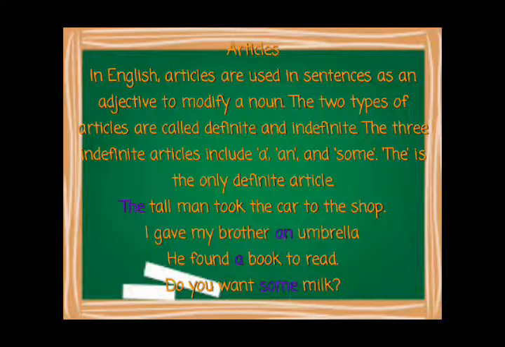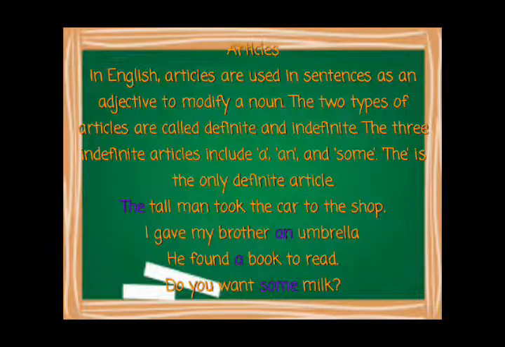The tall man took the car to the shop. So the article the, which is a definite article, was used in this sentence. I gave my brother an umbrella. In order for you to use the word an, the word that follows should start with a vowel and not a consonant, okay? So an umbrella. You cannot say an tree. No, it's not proper.